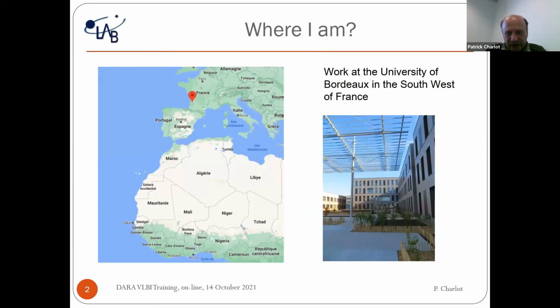So first of all, I'd like to introduce myself. I am Patrick Charlot, and I work at the University of Bordeaux in the southwest of France. And this on the right is the building where I actually work, and where I am currently. I've been doing VLBI for a number of years, both on the astronomy side, but mostly on the geodetic and astrometric VLBI. So this is what I'm going to talk about today.